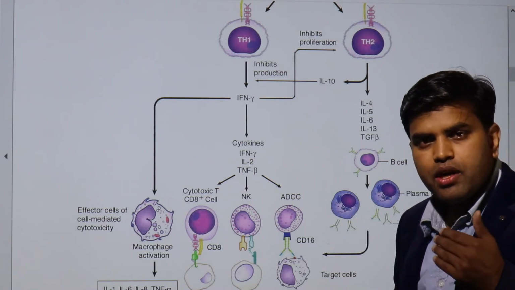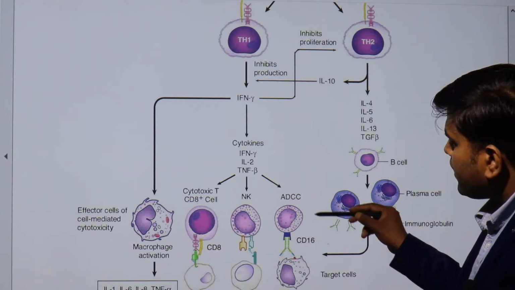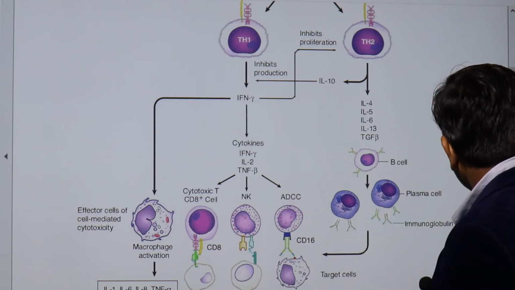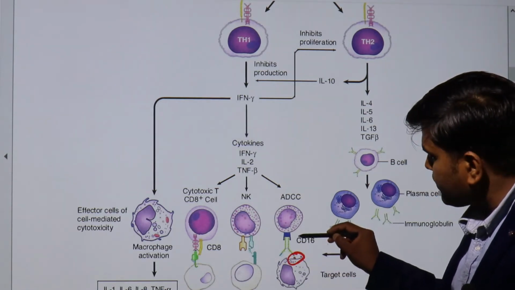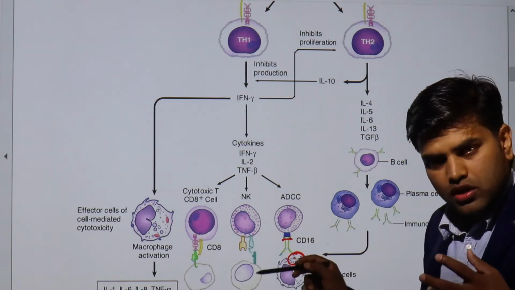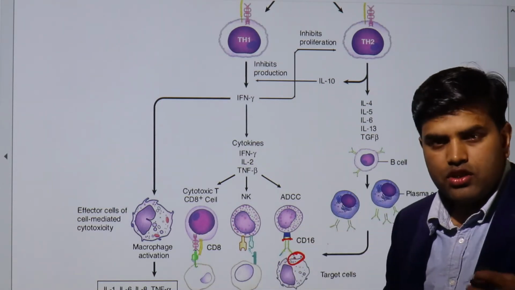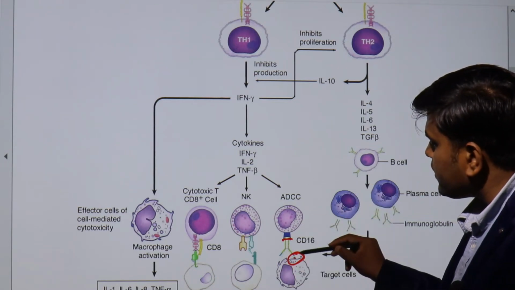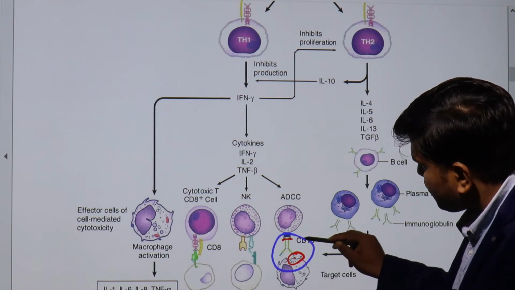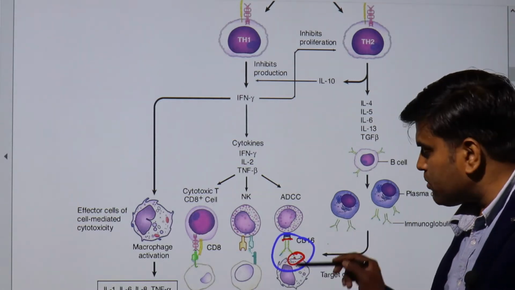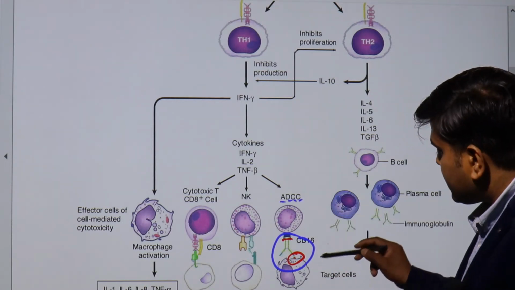ADCC is antibody dependent cellular cytotoxicity, and in this process what will happen? The antibody has one site where it binds to the disease cell. So the antibody will bind to the disease cell, and its Fc receptor has the binding capacity to other cells like neutrophils and macrophages, and then they will kill this altered or damaged cell. This is the mechanism involved, with the antibody as an intermediate bridge, so it is called antibody dependent cellular cytotoxicity, and this is ADCC.